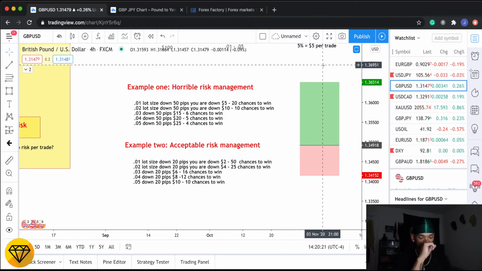So, acceptable risk management, and this is my personal level of risk management, is 20 to 30 pips, depending on how much money I had in my account. That would depend on the lot size I would use. Once you get to the point where you up your lot size, you get too confident, you forget about risk management, right?